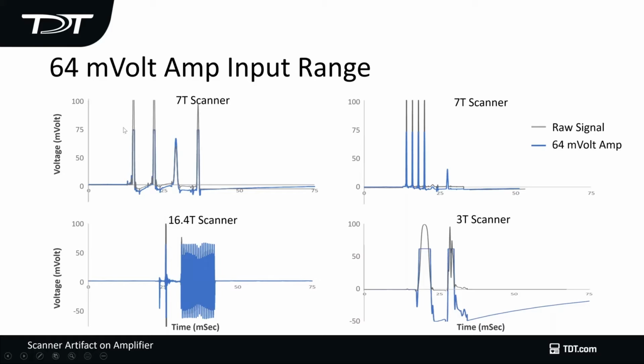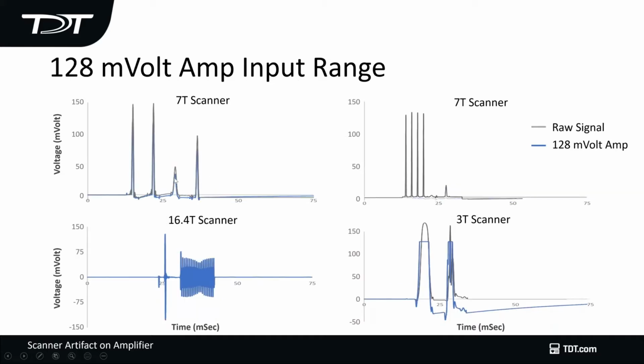Here's an example with a 64 millivolt input range, and you can see that even now I'm still saturating my signal and I'm not recovering completely. And if I go to actually the 3T, which has the largest scanner artifact, I still haven't recovered after several hundred milliseconds. When you go to 128 millivolt input range, which is here, you compare that to the 500 millivolt input range of the TDT amplifier, it still saturates in several cases. And so if you don't saturate, which is one of the things that the TDT amplifier will not do, you will get a better reconstruction of your signal.